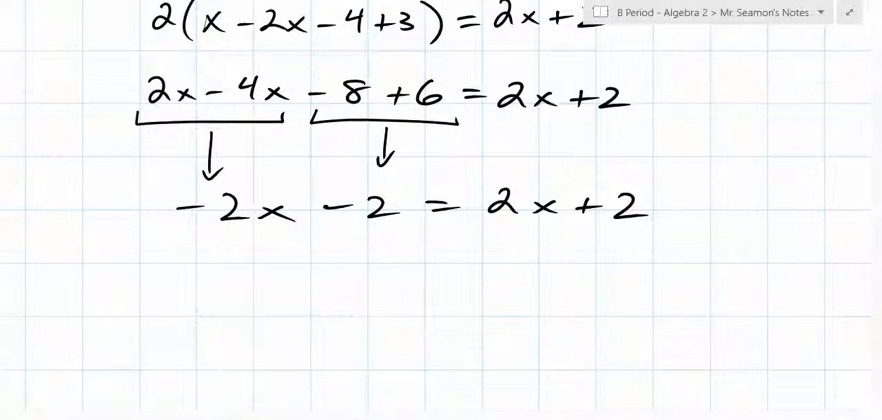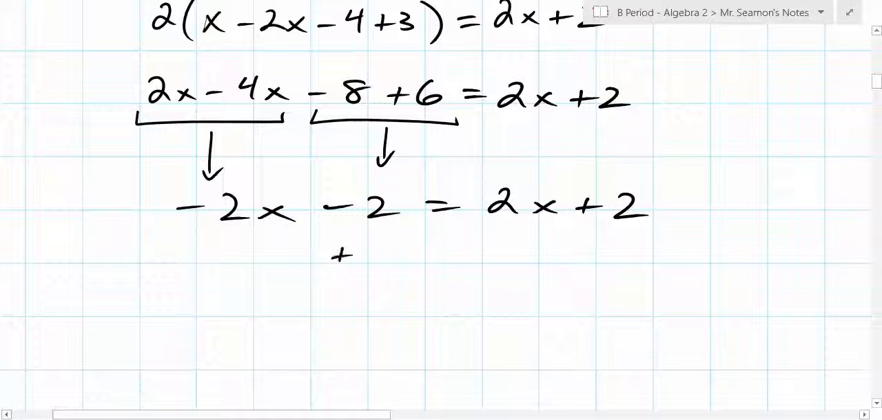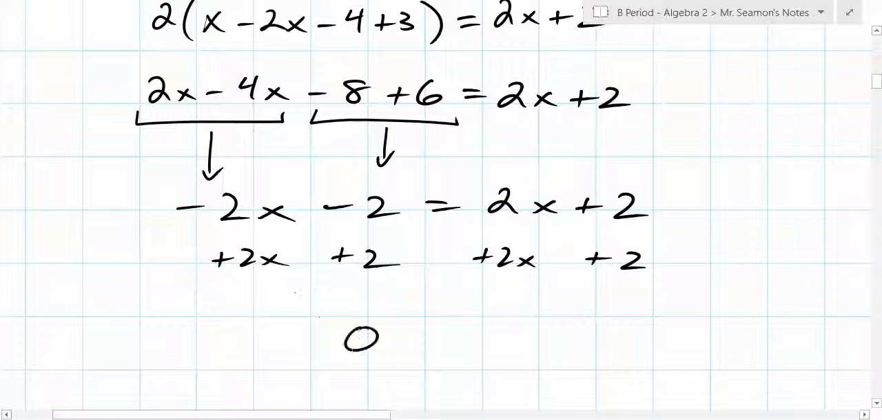Now what should I do to both sides? What could I add to both sides? Rob? You can add 2 and then subtract 2x. Let's add 2 to both sides. And let's add 2x to both sides, actually. Let's just do this. Keep it positive. So what are we left with on the left? 0. Because equals, how many x's over here? Nope. 4x plus what? 4.